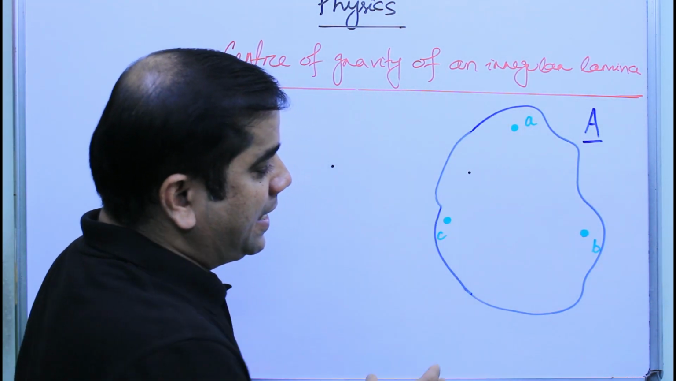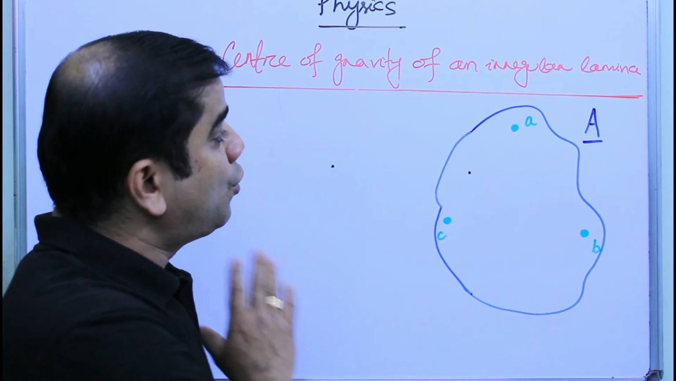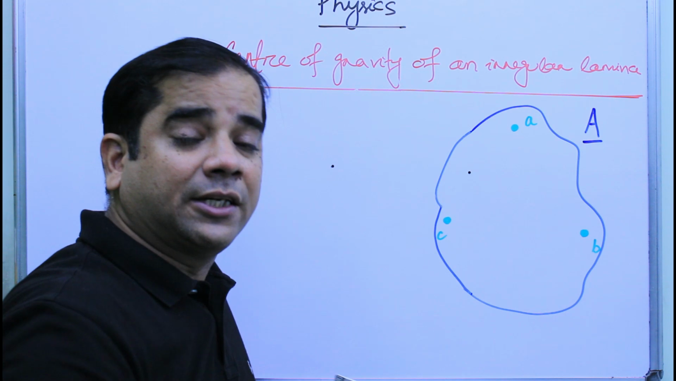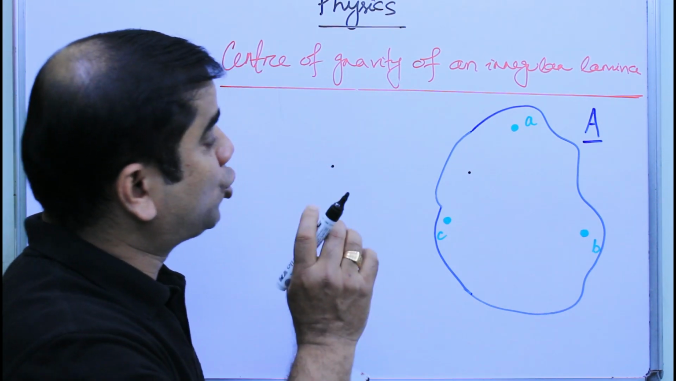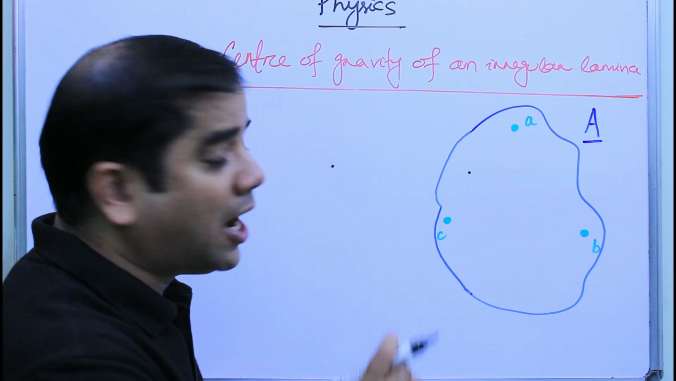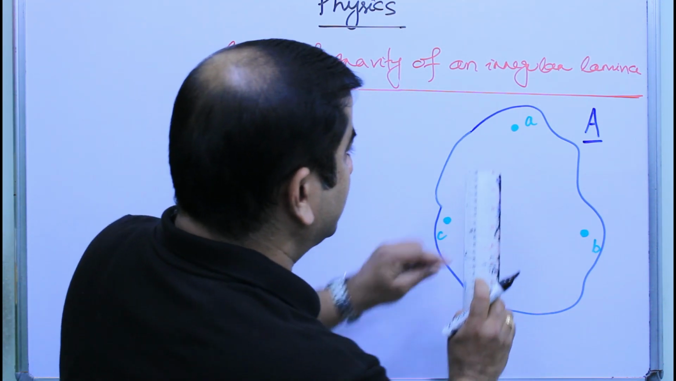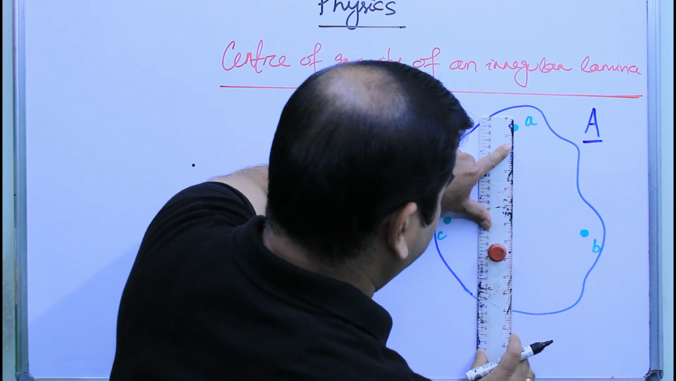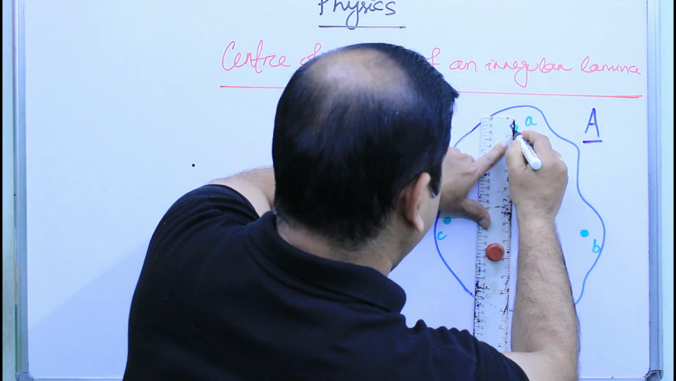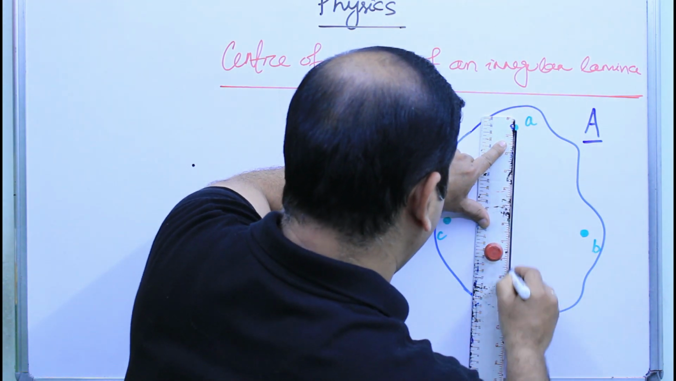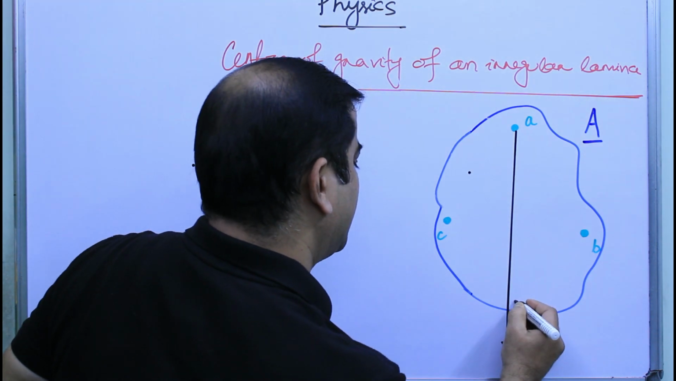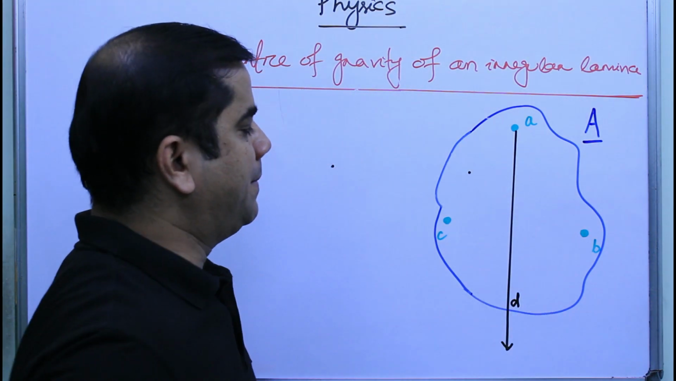The lamina needs to be free to move. That means it should be attached to the retort stand in such a way that it can oscillate. When the oscillation stops, you need to draw a straight line along the plumb line. Just like this. See, this is the vertical line drawn from point A. Suppose it intersects the lamina at D.